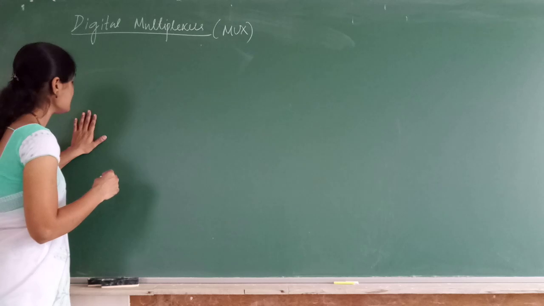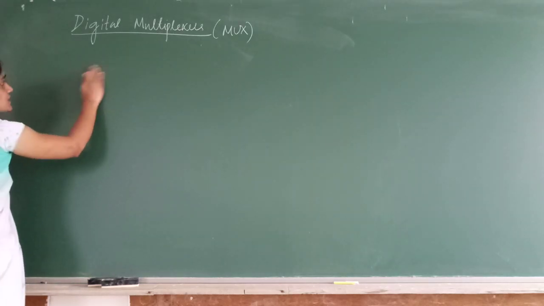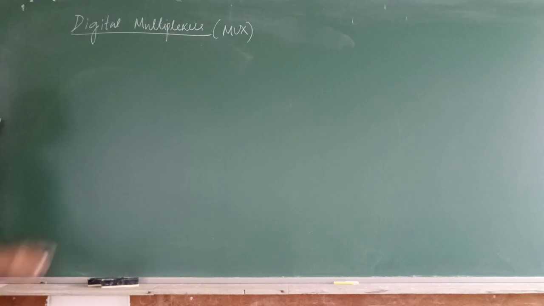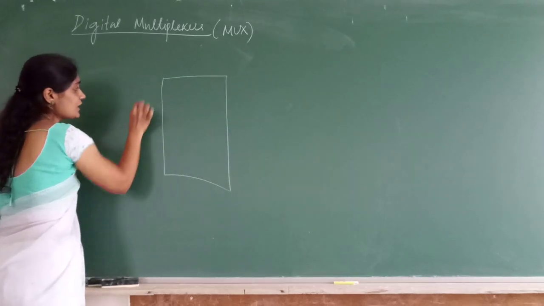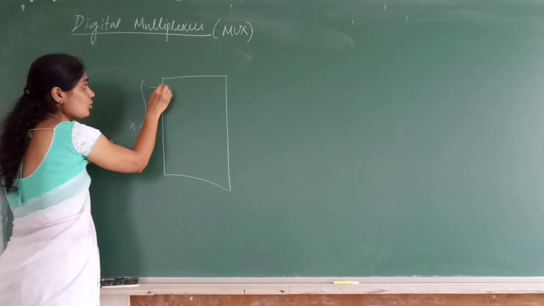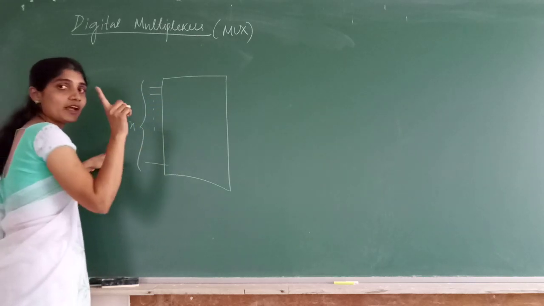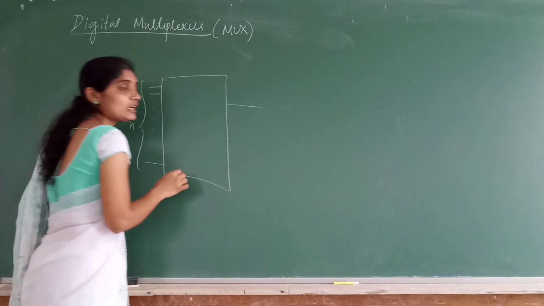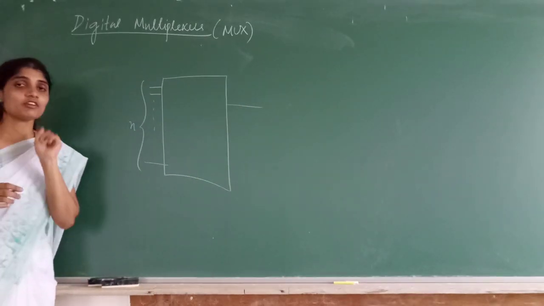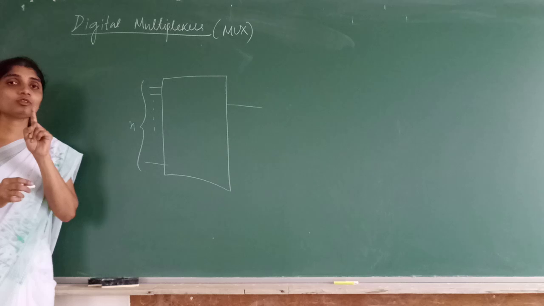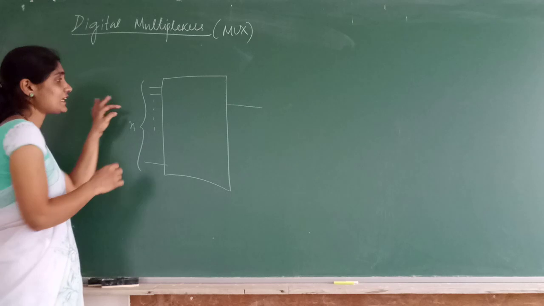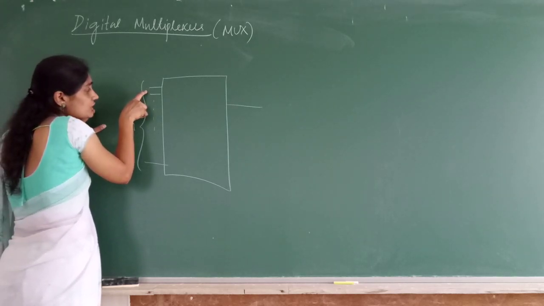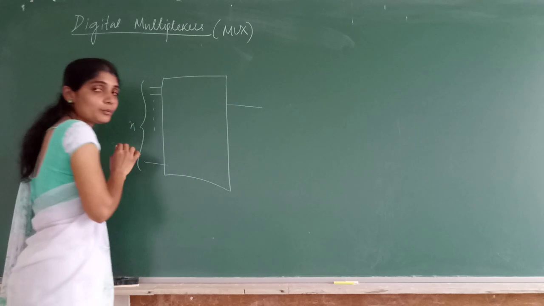So I'll write the general definition of a multiplexer. A multiplexer selects one output out of n inputs. So for a multiplexer you will have n input lines, and out of n input lines any one will be selected. How many output lines will it have? Only one. So out of n input lines, any one will be selected so that the logical value of that input will be transferred to the output.